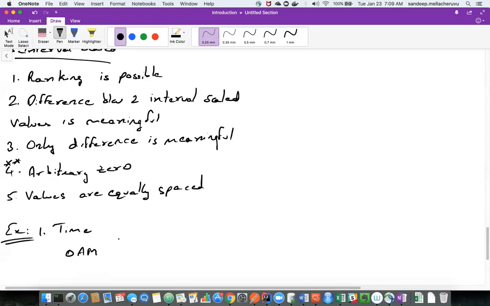Which is nothing but actually the clock is 0. It's not 0 am, right? This means that 12 am. If you keep am here, it would be confusing.